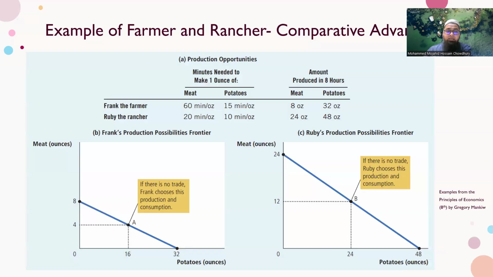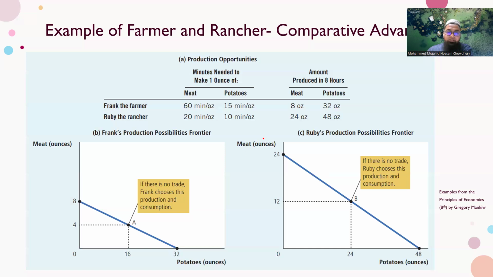It's the case of two persons who are living in a place. One is a farmer, another is a rancher. In the book of Gregory Mankiw, the farmer's name is Frank, and the rancher, who is cultivating cows, beef, lambs and so on, is named Ruby. It's a very interesting example, and easy to understand.